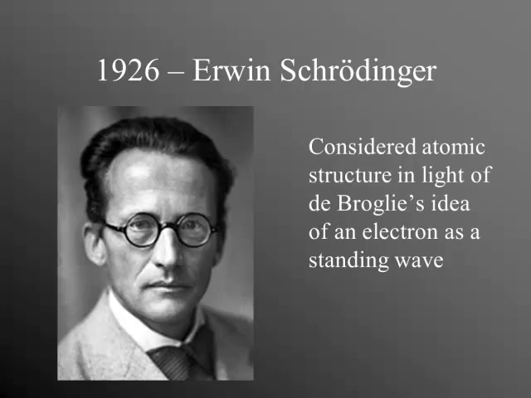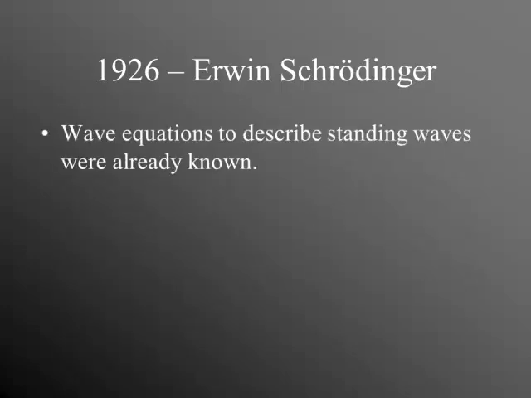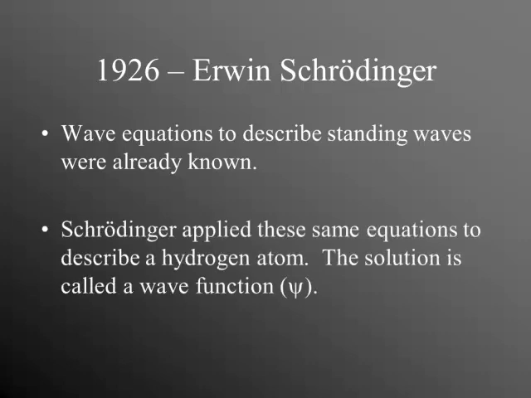The quantum mechanical model originates from de Broglie's proposition that an electron could be thought of as a standing wave. Wave equations to describe standing waves were already well established. Schrödinger took these known equations and used them to describe the wave-like properties of the electron in a hydrogen atom. This resulted in a wave function, represented by the Greek letter psi.